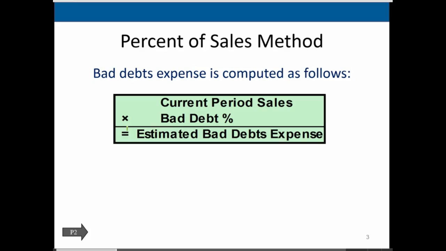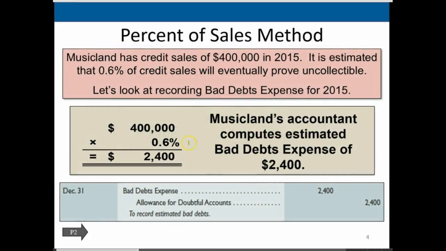So we're going to say percent of sales method first. We would do a fairly simple calculation. We'll just take the current period sales and multiply it times the bad debt percent. You might be asking, where would you get the bad debt percent? Of course, that would be based on past history of uncollectibles and/or industry data. So based on the past history, so much has been uncollectible, in this case, 0.6%. Therefore, we take our sales, in this case the 400,000, times the 0.6%, and that means that of those 400,000 in sales, 2,400 would be uncollectible.